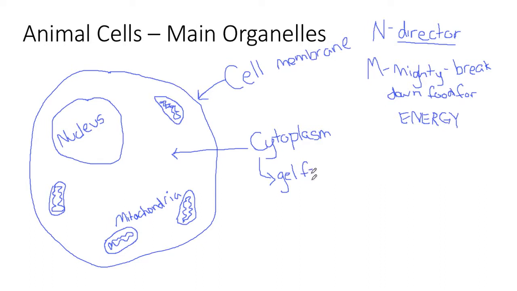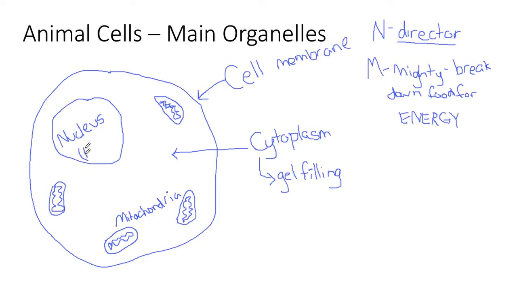Cytoplasm is the jelly filling of the cells. So it has a lot of amino acids floating around in there to help build proteins. But it's basically just that gel filling. And all the organelles are just sort of swimming around in that filling. So those are the big four main organelles of animal cells. If you guys can focus on remembering those four, that would probably be adequate.